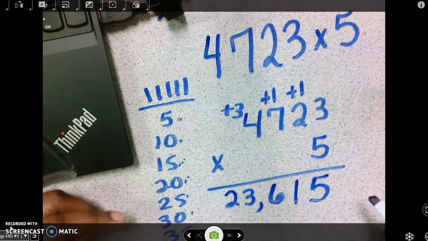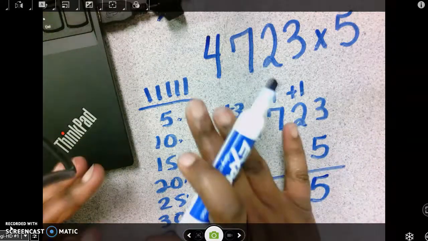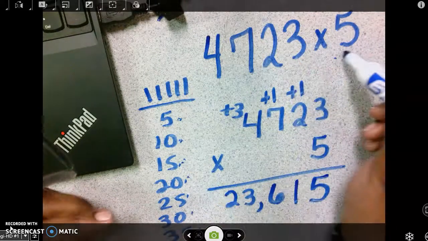This is using the standard algorithm for a 3 or 4 digit number times a 1-digit number.